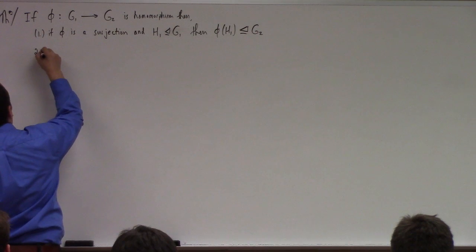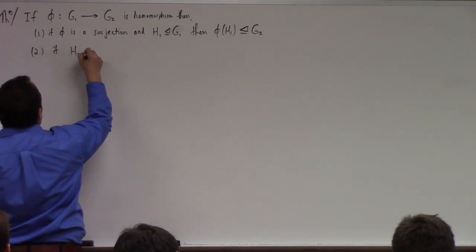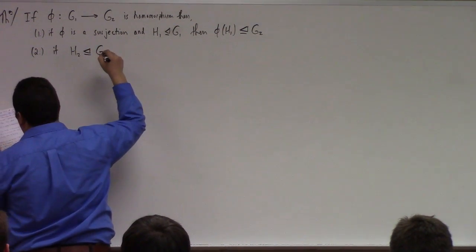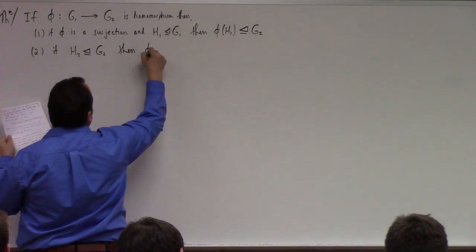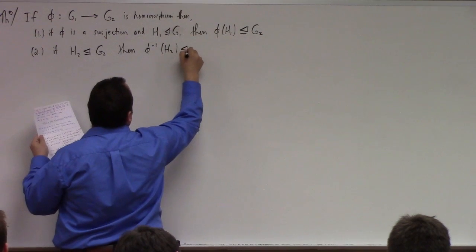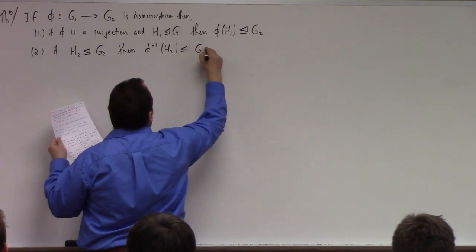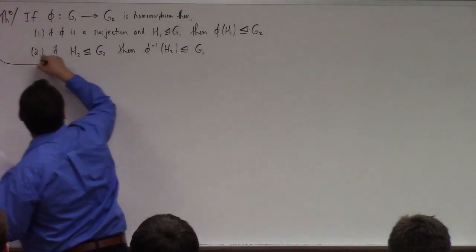And then two, if we have a normal subgroup of the target space G2, if H2 is a normal subgroup of G2, then the inverse image of H2 is a normal subgroup of G1. So we have no need of the surjectivity hypothesis for part 2 there.